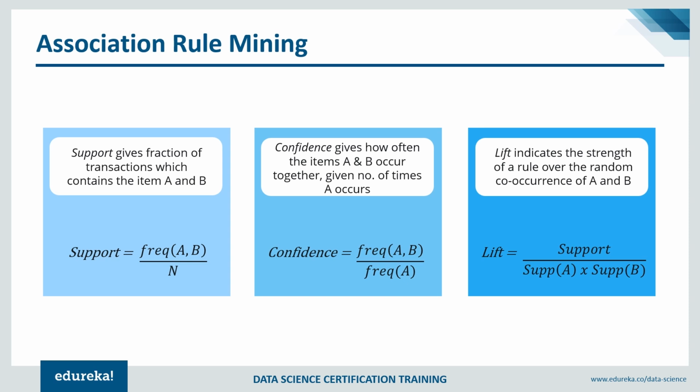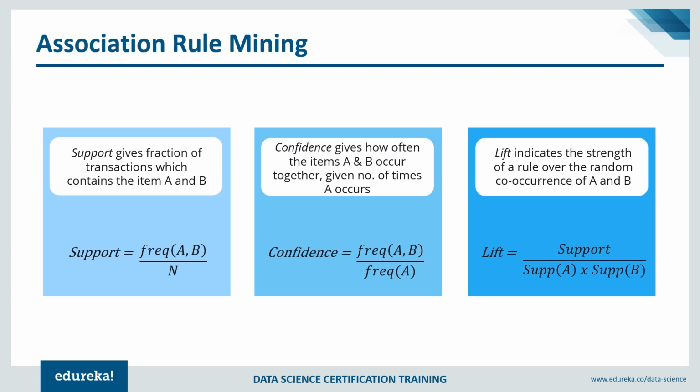Whereas confidence gives how often items A and B occur together given the number of times A occurs. So it's the frequency of A, B divided by the frequency of A. Now, lift indicates the strength of the rule over the random co-occurrence of A and B. If you have a close look at the denominator of the lift formula, we have support A times support B. A major thing to note is that the supports of A and B are independent here. So if the denominator value of lift is more, it means that the items are independently selling more, not together. That in turn will decrease the value of lift.